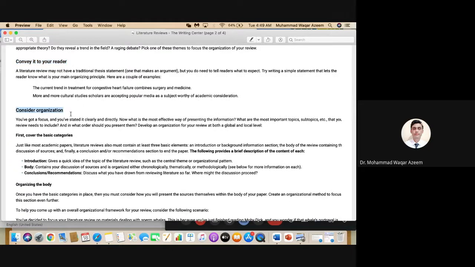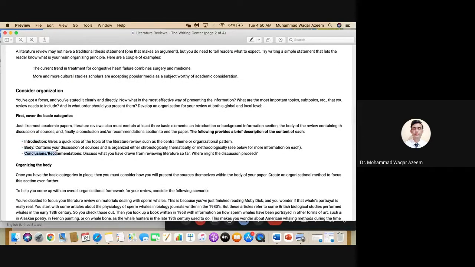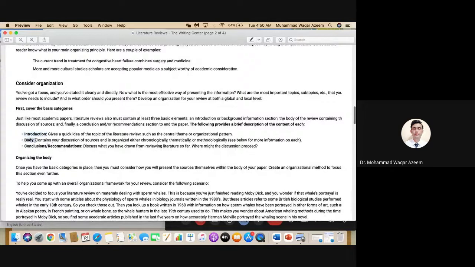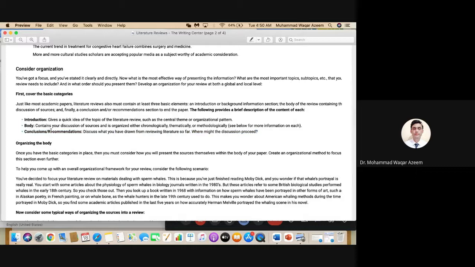Now, while you produce a summary of those resources in your literature review, it's important to plan an organization. The overall organization of your literature review would be like this. There will be an introduction, there will be a body, and there will be a conclusion or recommendation. The introductory line will be a general line which introduces or conveys the focus of your literature review to your reader. In the body part, you will discuss at least five sources. In the conclusion statement, you will write what is the output of your literature review. I'll come back to these points in more detail.